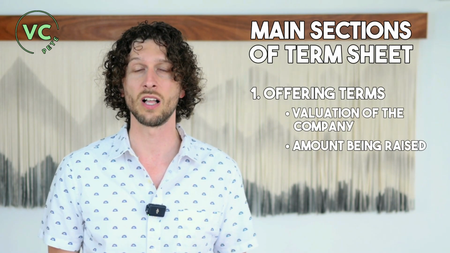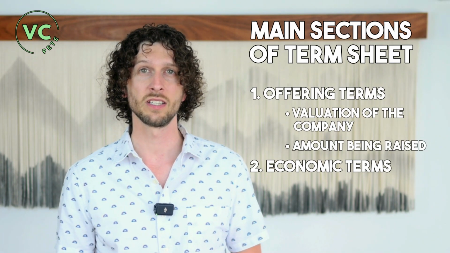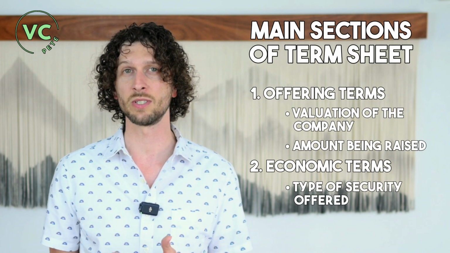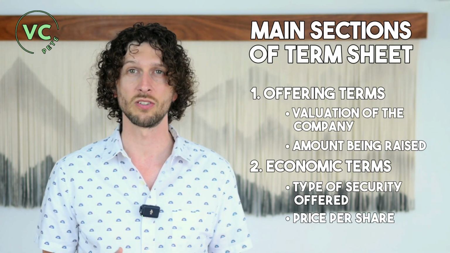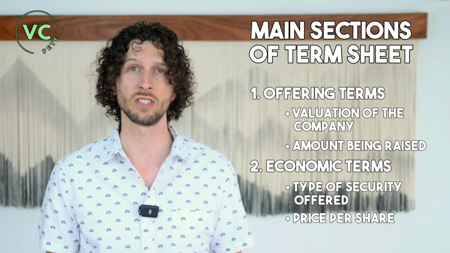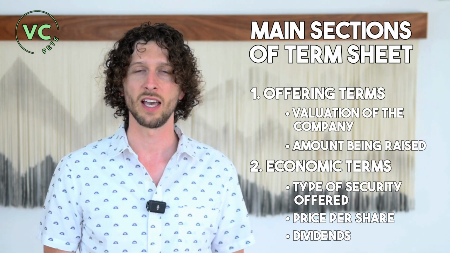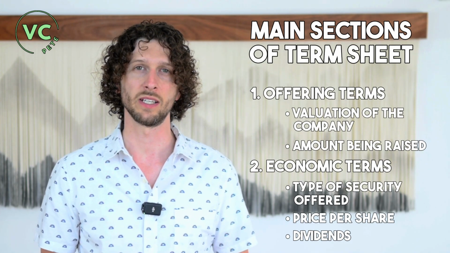The next section that you'll oftentimes see within a term sheet is the economic terms. This includes the type of security being offered, such as preferred stock, common stock, and even sometimes convertible notes. It includes the price per share, so the cost of the shares or units of the security being offered. It also oftentimes includes information about dividends, whether or not they will be paid out to investors, and what they can expect from that.